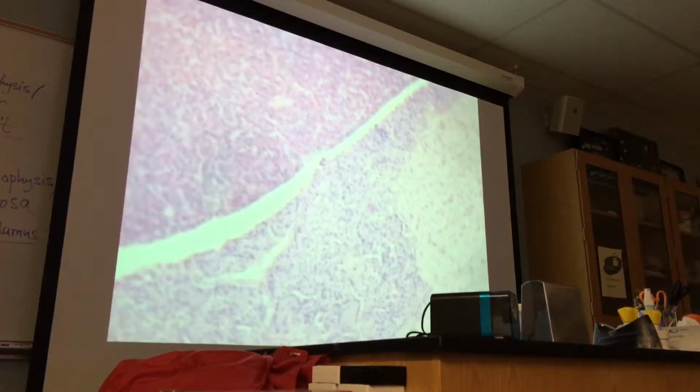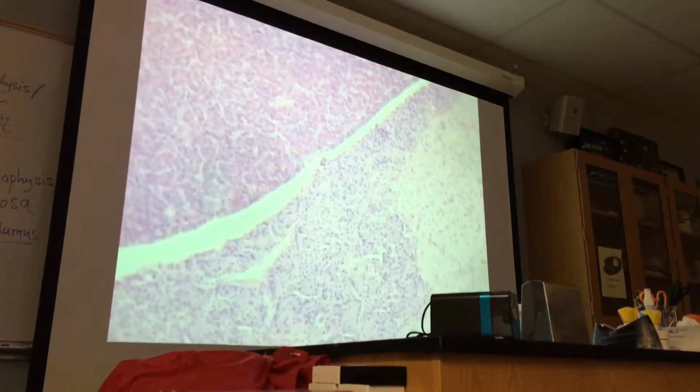Fantastic. This is highly glandular. At least 5 or 6 different cells, secreting different hormones, anterior pituitary hormones, are released by this endocrine gland, anterior pituitary. Look at the posterior pituitary.